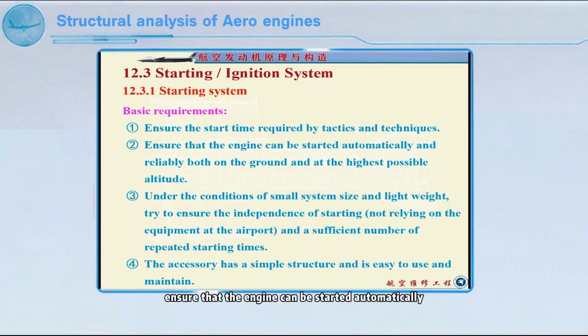Second, ensure that the engine can be started automatically and reliably, both on the ground and at the highest possible altitude. Third, under the condition of small system size and light weight, try to ensure the independence of starting and a sufficient number of repeated starting times. Fourth, the accessory has a simple structure and is easy to use and maintain.